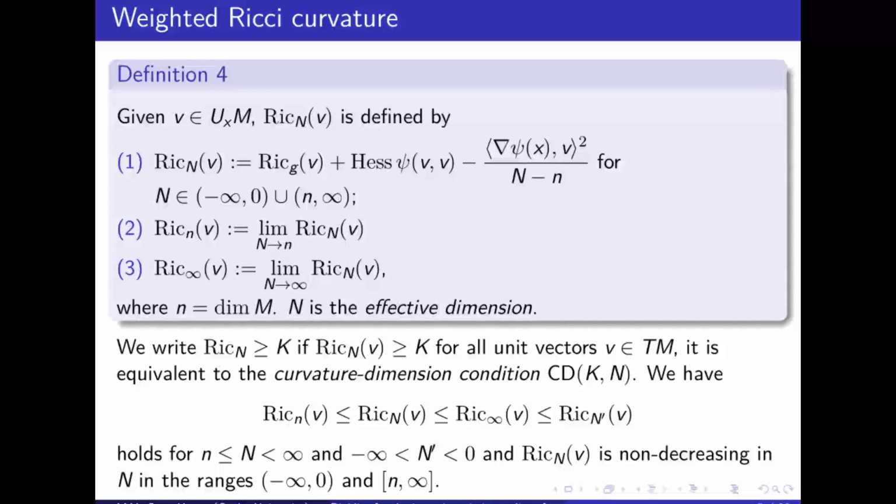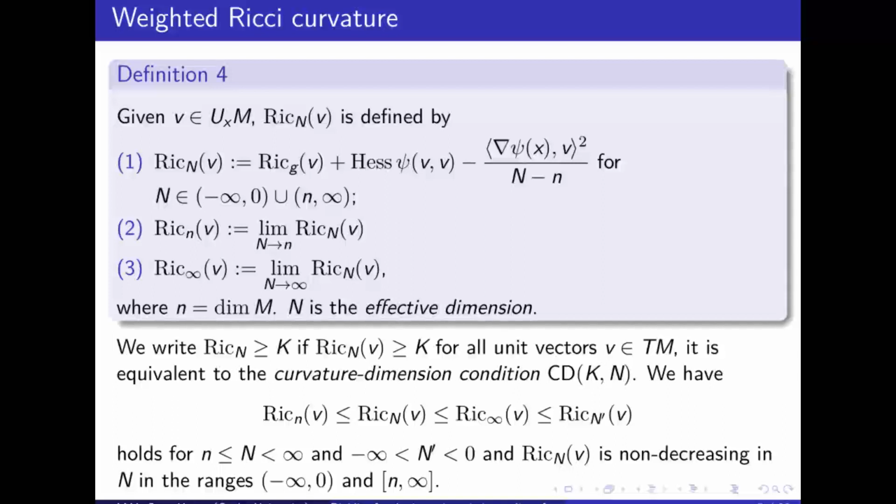Recently, the development of the curvature-dimension condition CD(K,N) in optimal transport theory has shed new light on the theory of curvature bounds for weighted manifolds. The parameter K is interpreted as a lower bound for Ricci curvature, and the parameter N is interpreted as an upper bound of the dimension, and we call it the effective dimension. And the curvature-dimension condition CD(K,N) is equivalent to the weighted Ricci curvature bound Ric_N greater than or equal to K.